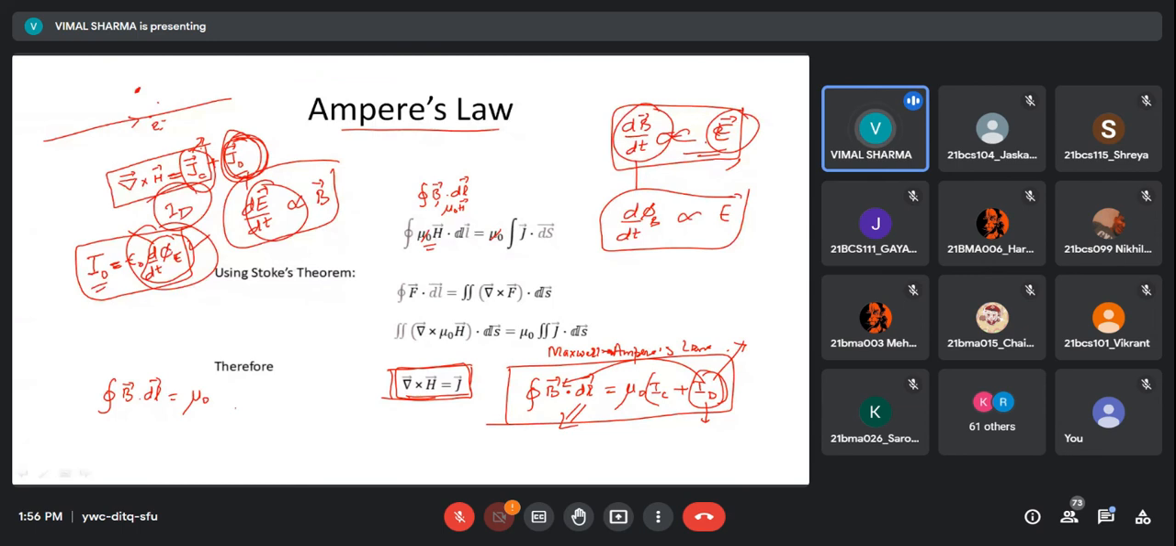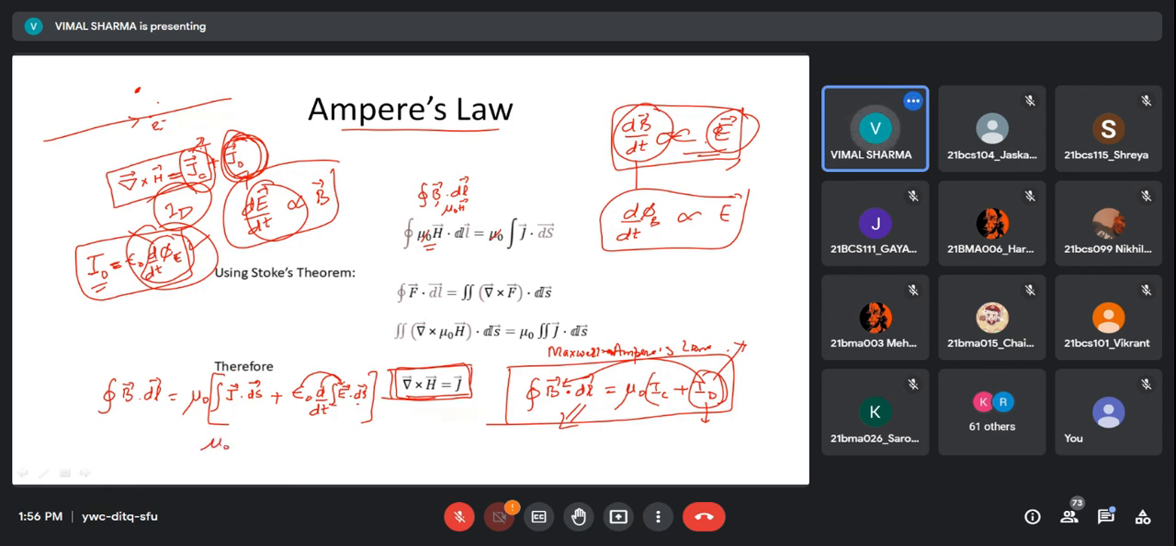times conduction current. We wrote earlier that conduction current is the integral of J·dS, plus we have displacement current, and I said that it is epsilon naught times d by dt of electric flux. So electric flux is the integral of E·dS. Okay, this is electric flux. As I said earlier, I can interchange the integral operator with the differential operator. I can take this inside the integration because this is independent of dS.